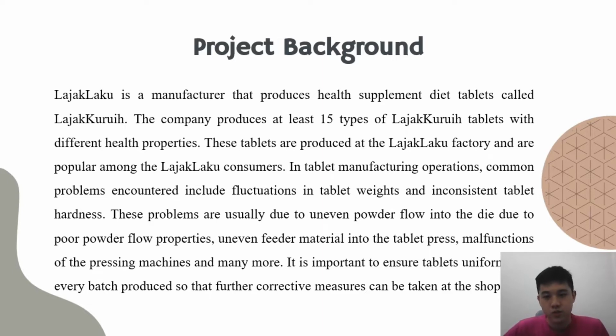In tablet manufacturing, the common problems encountered include fluctuations in tablet weights and inconsistent tablet hardness. These problems are due to uneven powder flow into the die because of poor powder flow properties, uneven feeder materials into the tablet press, malfunctions of the pressing machines, and many more. So it is important for us to ensure the tablets are uniform for every batch produced.